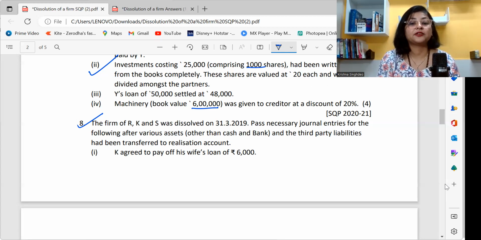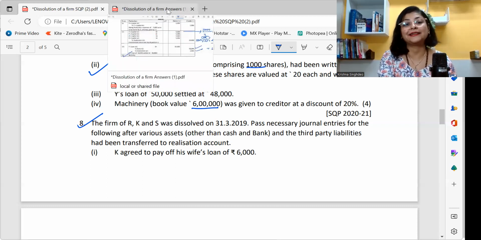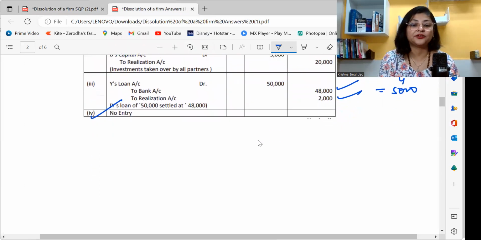K agreed to pay off his wife's loan of 6,000. So K, one of the partners, is taking over a liability, and whenever a partner takes over a liability, the entry for it is that the partner's capital account gets credited and the liability is debited. Okay, so you can see the entry over here.